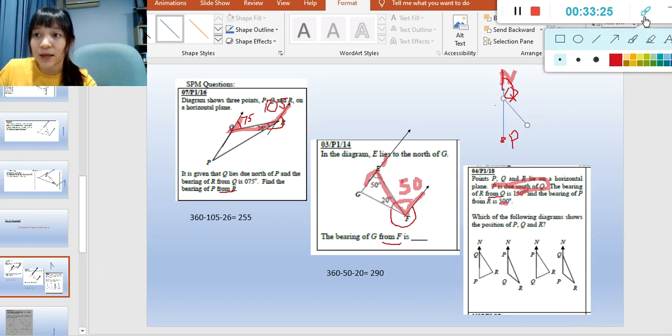Then what do you do? You say this is your point R here, right? So let's say if your point R is here, this is 150, yes, correct. But you don't know how far away your R is. You don't know, so you just let it be here first. Then the other information, the bearing of P from R. So bearing of P from R is 300.